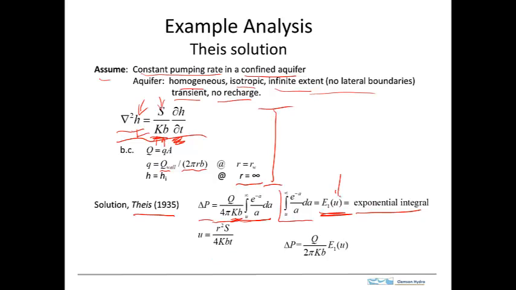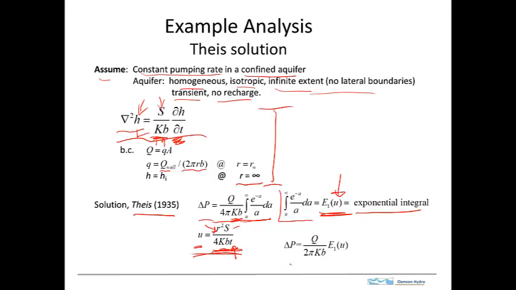This term u, if we look at it down here, it has the radial distance, the storativity, k and b, all parameters, and then this term here, time. So we can think of u as a function of time and as a function of the radial distance. So this is how we could plot the drawdown as a function of time or as a function of radial distance. Those two terms enter right there into u.